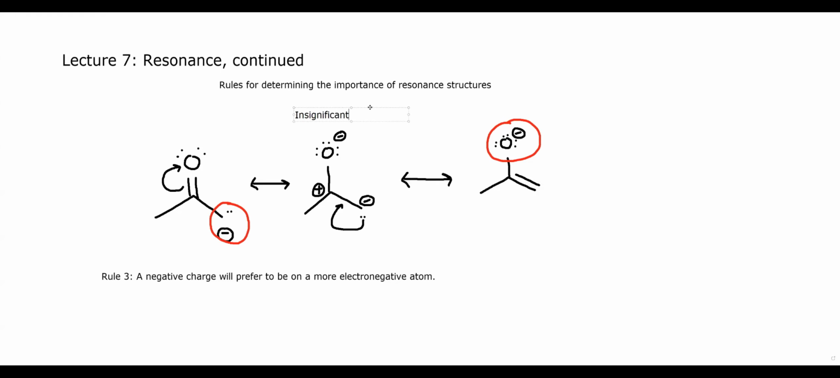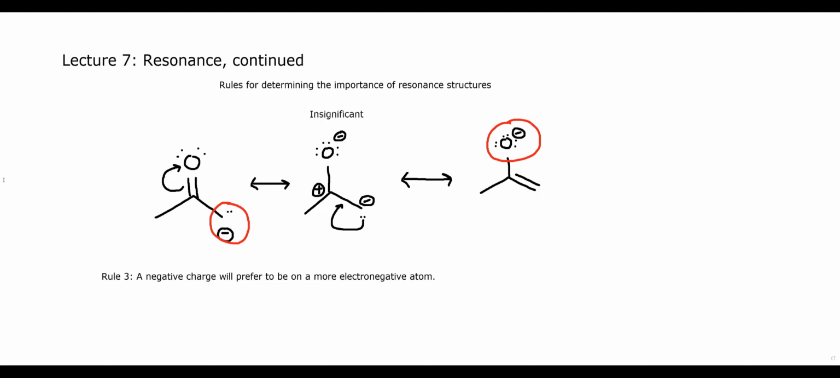We're going to just call this an insignificant resonance contributor. Is it a possible resonance structure you could draw? Yes, but it's not very helpful. It has a lot of charges. It has a carbocation, and we have 2 better structures on the left and the right.